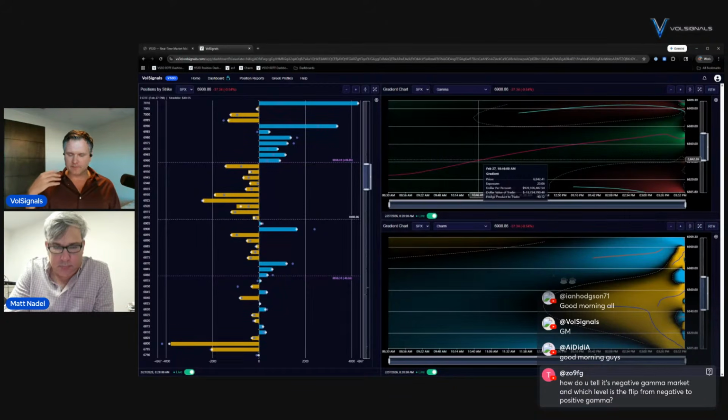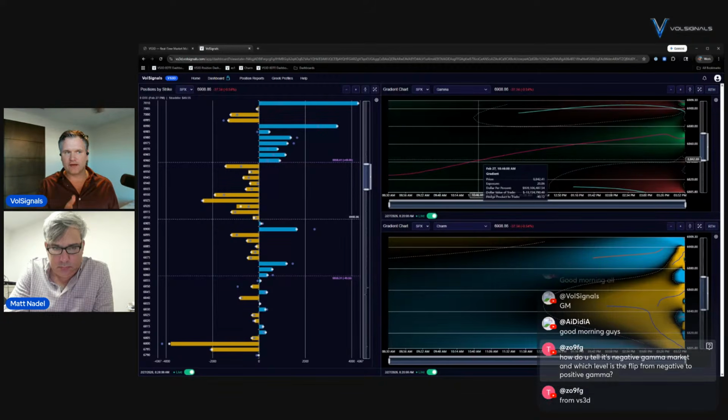If you think about it very basically, the platform tells us right there, the hedge product to trade gives us the answer to the question: what happens if the market goes up $1? Literally, the hedge product to trade tells us the answer. If the market rallies $1 right now at this spot time reference, what do market makers as a whole have to do per the model?